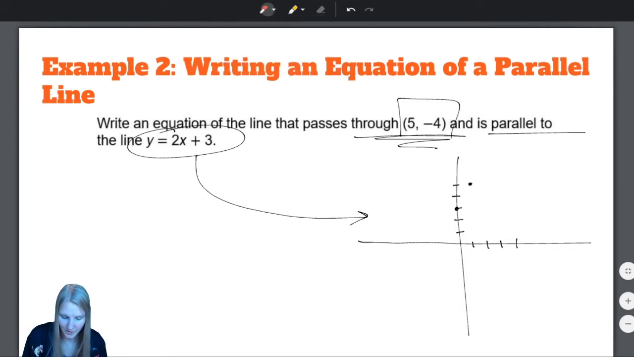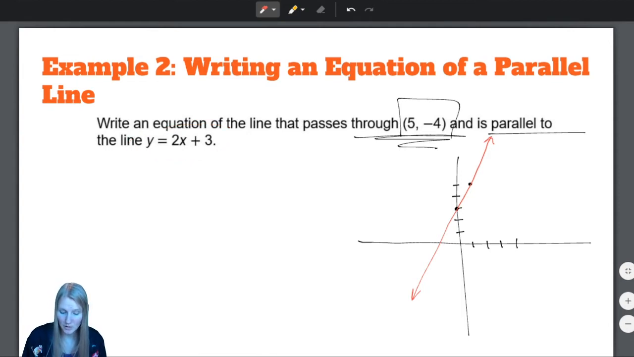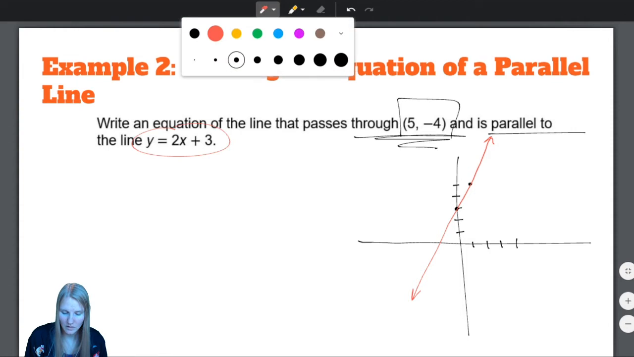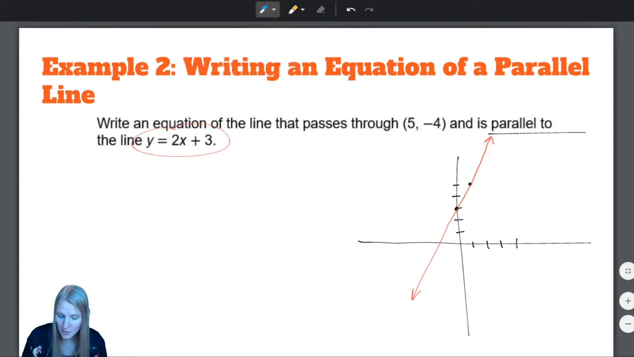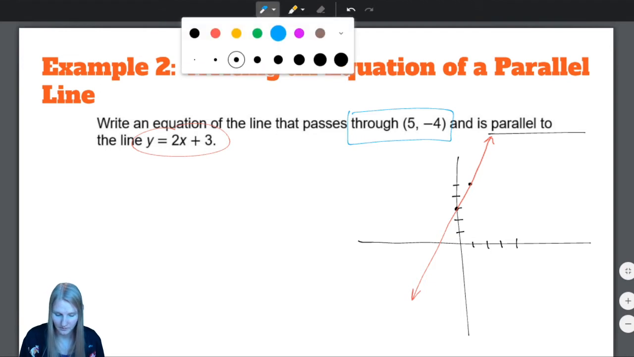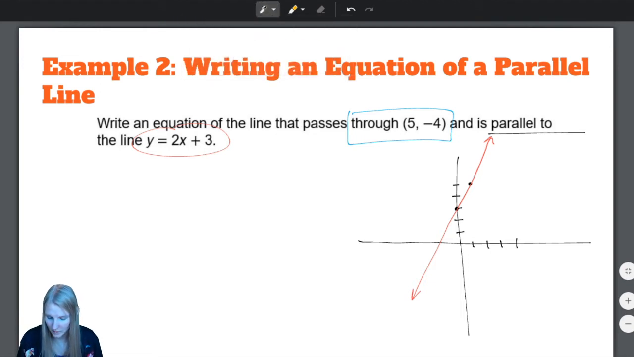And let me color code to make it easier for us. So we want to be parallel to this line, and we want to go through the point (5, -4). So 1, 2, 3, 4, 5, and down 1, 2, 3, 4. Oh, whoops, let me do that in blue.